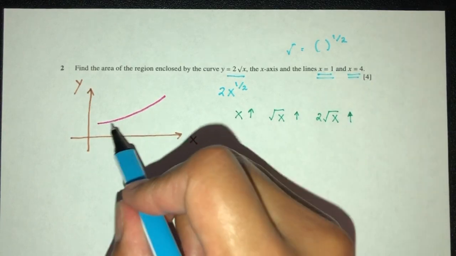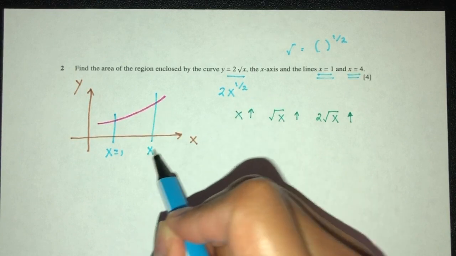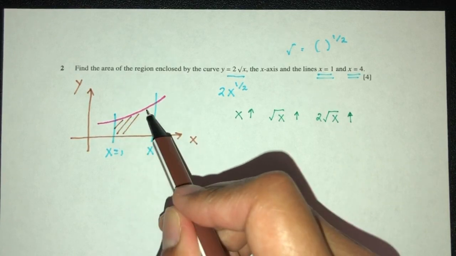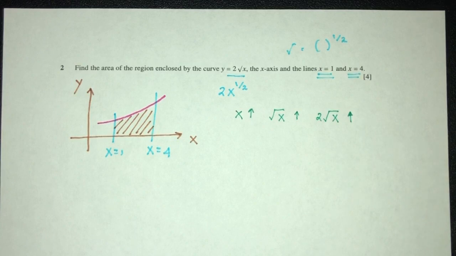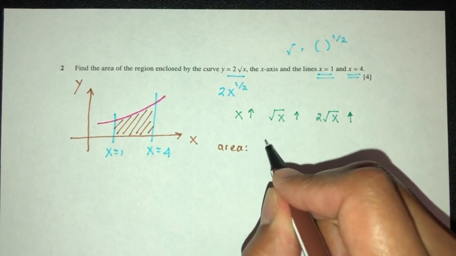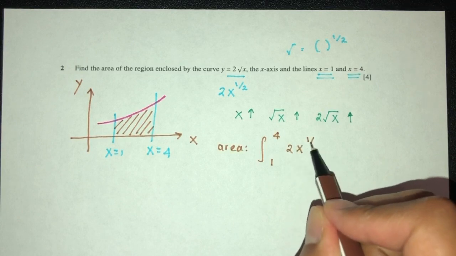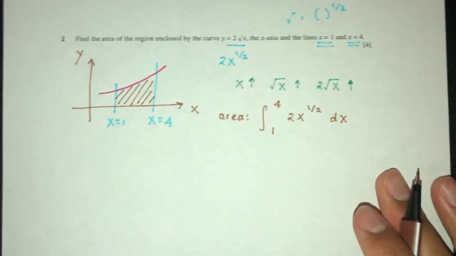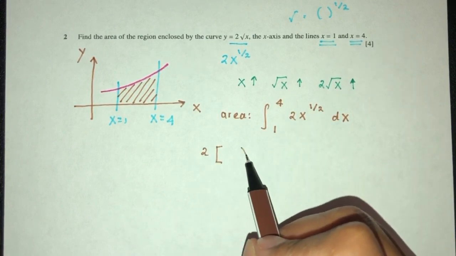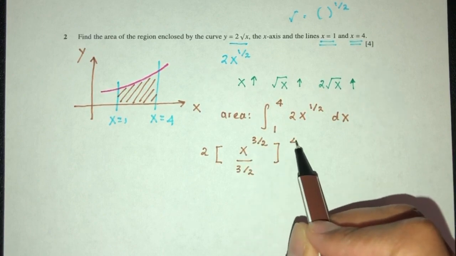Now we have 2 points here. We have x equal to 1 and x equal to 4. We're trying to find the area enclosed, so just this area. It is the area under the graph between those limits. So area is the integration, with limits of 4 and 1, of y equal to 2x power half with respect to x. Step by step, I can take out the value of 2 first. Then increase the power by 1, that will be 3 over 2, divide by the power, and then we have limits of 4, 1.